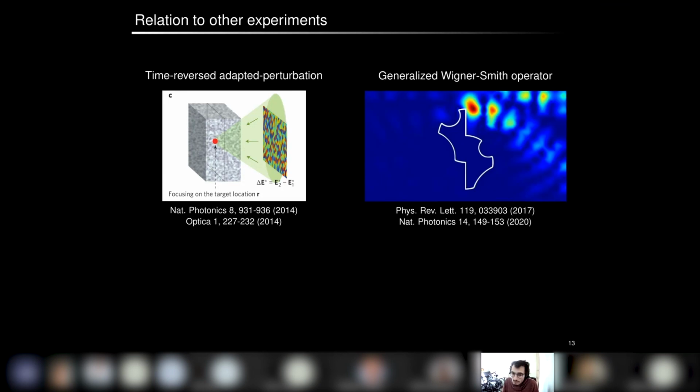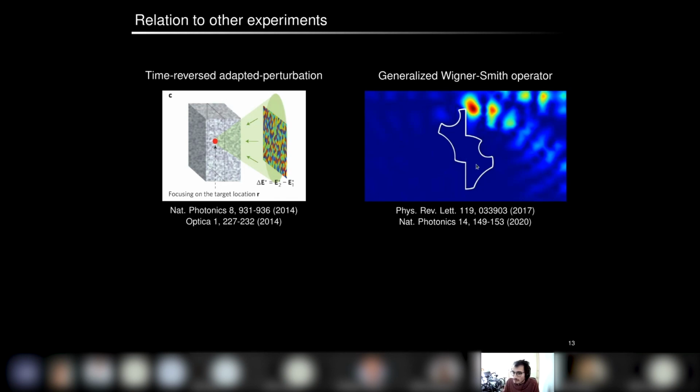Another connection, which is even more elegant, I believe, is with the generalized Wigner-Smith operator. This operator is used to maximize the perturbation onto an object. For instance, if you define it with respect to the rotation angle of this object, the generalized Wigner-Smith operator allows you to maximize the torque applied on this object using radiation pressure. What we showed in the article is that it's equivalent to maximize the information about the angle theta and to maximize the perturbation applied on this object.